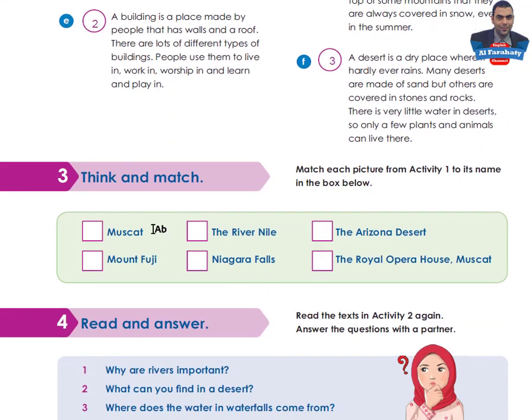Activity 3. Think and match. Match each picture from Activity 1 to its name in the box below. Muscat, the River Nile, the Arizona Desert, Mount Fuji, Niagara Falls, the Royal Opera House, Muscat. You are asked now to match each picture to its name here. Take your time to do the activity, then come back to check your answers.